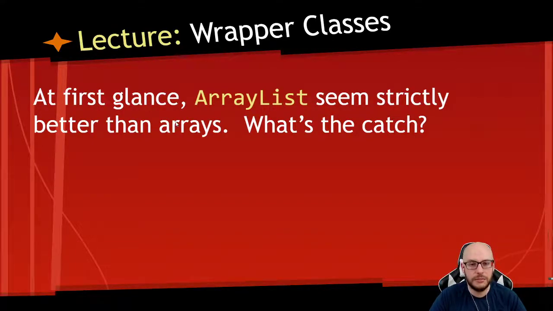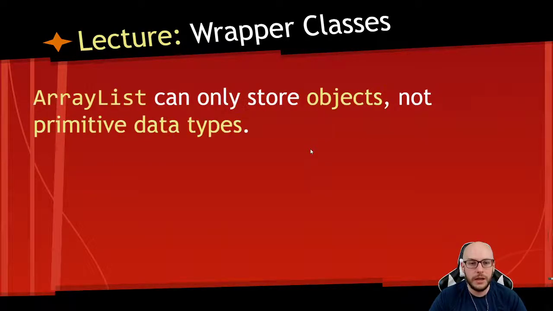What's the catch? There are a few things that are a catch here. We saw in the last video that the dynamic sizing of ArrayList can be a problem if you're not prepared for it. Elements shifting as you're looping could be a problem. But a big one is that ArrayList can only store objects, not primitive data types. This has to do with those angle brackets and the generics that I keep name dropping but never explaining, and I'm not going to explain. But we can only store objects in ArrayList.